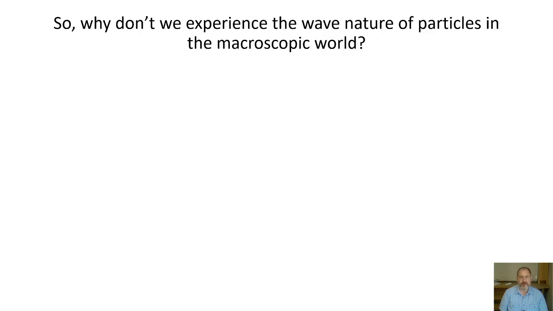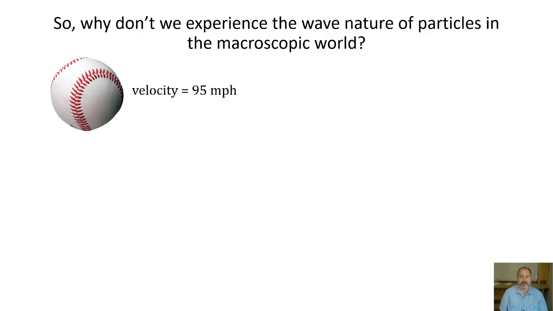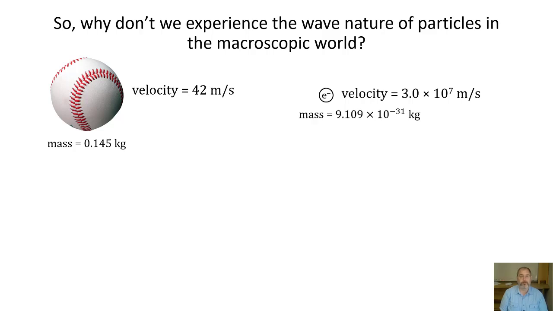To answer this, let's compare the following scenario where we have a baseball traveling at 95 miles per hour, or in SI base units 42 meters per second, and let's compare that to an electron traveling at 10% the speed of light, which would be 3.0 times 10 to the 7 meters per second. Now, in order to figure out the wavelength of each of these particles, we also need to know their masses. The mass of the baseball is 145 grams, or 0.145 kilograms, and the mass of an electron is 9.109 times 10 to the minus 31 kilograms.